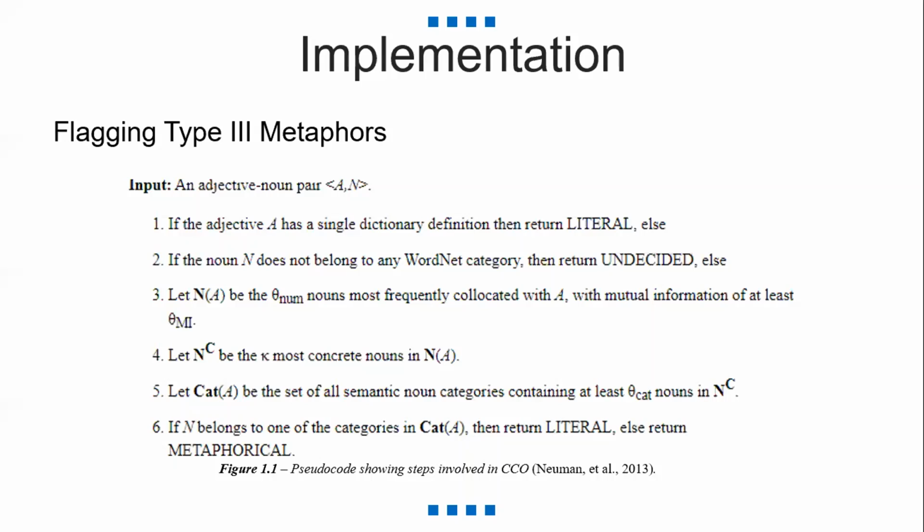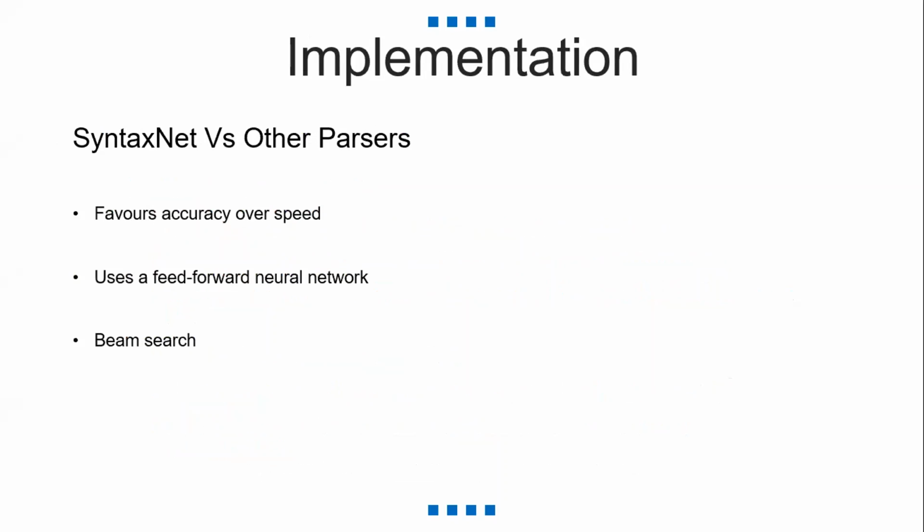To describe this algorithm in summary, it works by grouping the co-locations of nouns that frequently occur with the adjective into concrete categories, and determining whether the pair is a metaphor or not by the number of occurrences in each of those categories. But what was exactly new about this project? This is down to SyntaxNet. So how does SyntaxNet relate to other parsers?